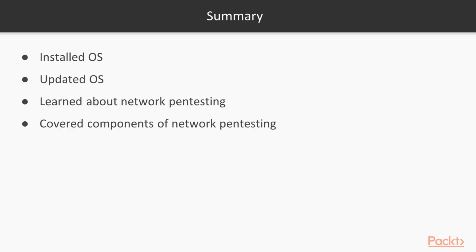If we talk about a section summary, what we have learned in this section: first of all, we have learned about the installation of operating systems. Then we have learned how we can update our operating system. Then we have learned about network pen testing basics. And finally, we have learned about what components are available inside network pen testing. So this is all about this section, and I hope you have enjoyed it.